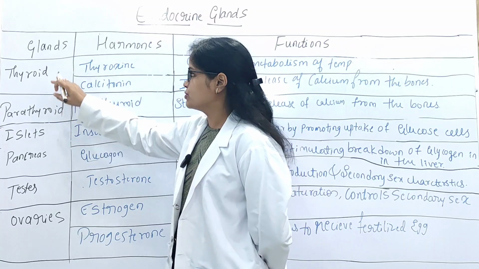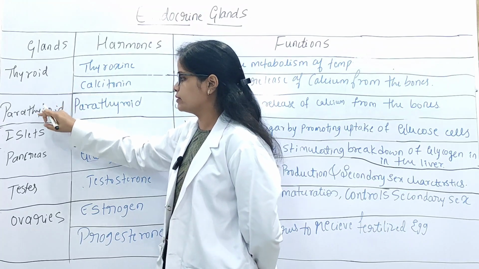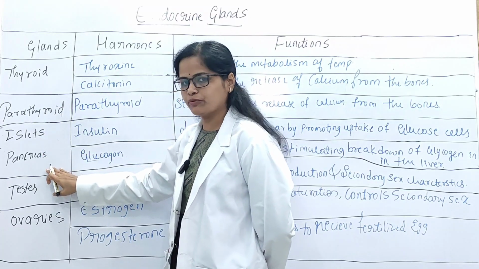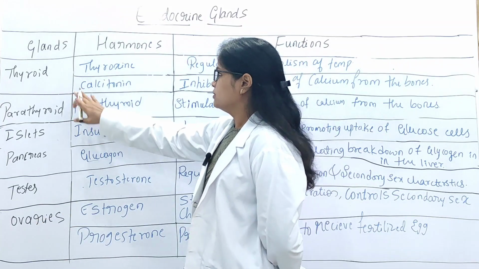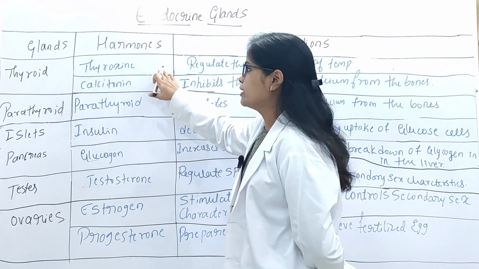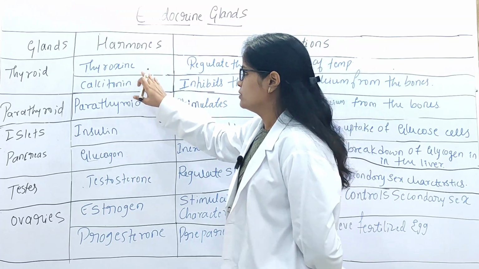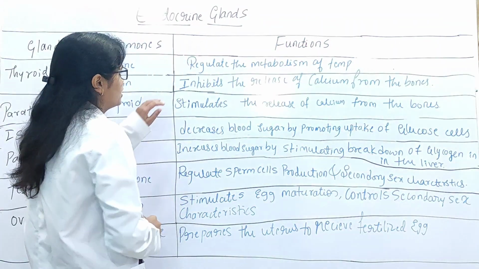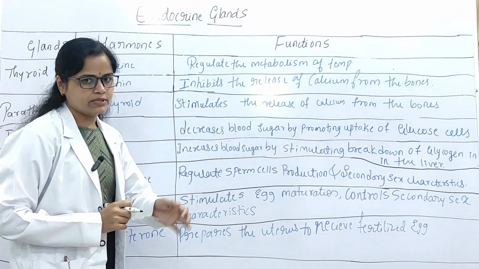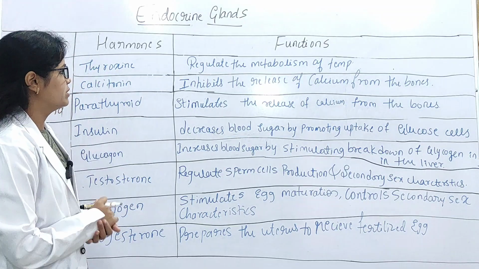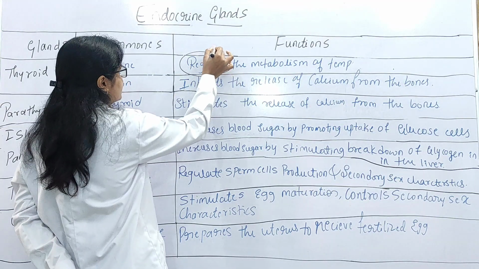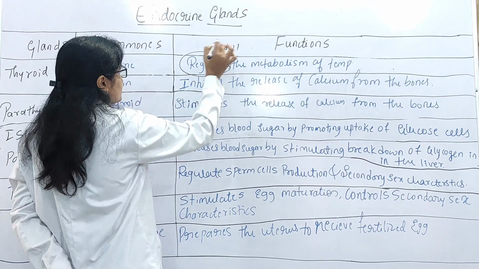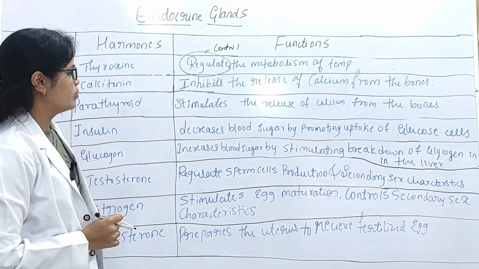these hormones. So the glands are thyroid gland, parathyroid, islets of Langerhans, which are produced from the pancreas, and testes and ovaries. Here the thyroid gland releases the hormones thyroxine and calcitonin. The function of thyroxine is to regulate the metabolism of temperature. The word regulate is nothing but control. It controls the metabolism of body temperature.